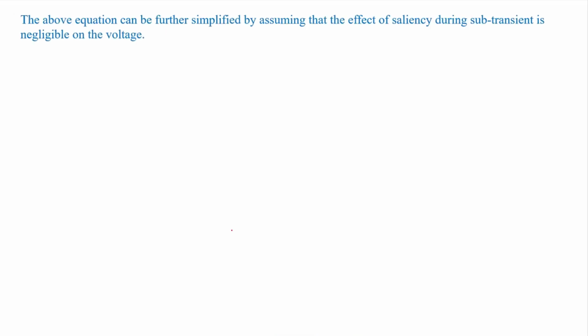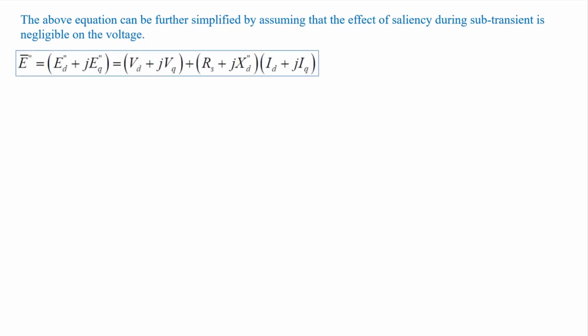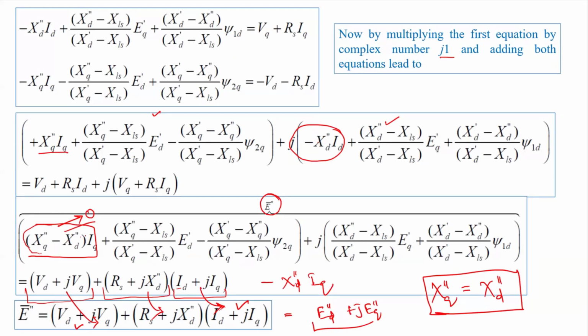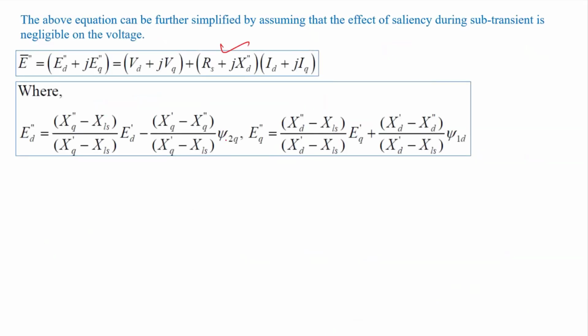So by again assuming that the effect of saliency in the subtransient model is negligible, we can write like this. The equation is E double dash = Ed double dash + jEq double dash, equal to this. And Ed double dash is now in a simplified form, because we have neglected this part, it is becoming 0. Then Ed double dash will become this and Eq double dash will become this. Now if we represent the equivalent circuit of the subtransient model, then we have to convert this equation into the RI axis, that is the common reference frame.